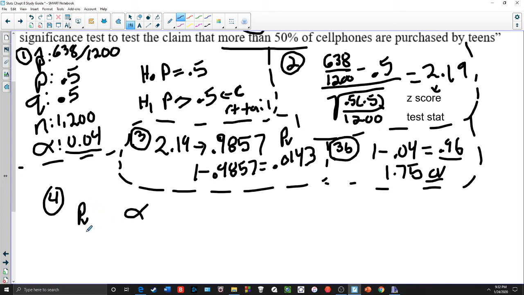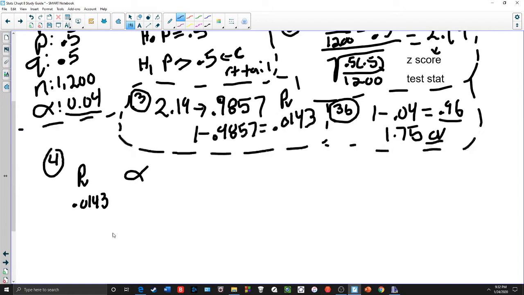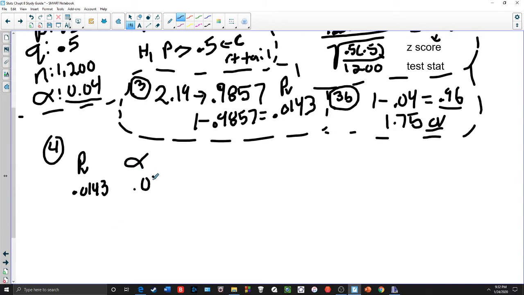So my p-value was 0.0143. My alpha is 0.04. I need to figure out which one's bigger. Well, think about them as percents. 4% is a lot bigger than 1.4%. So right there, alpha wins. So the p-value is very small, which means that this whole situation has a very low chance of happening by chance, by circumstance, just by happenstance.